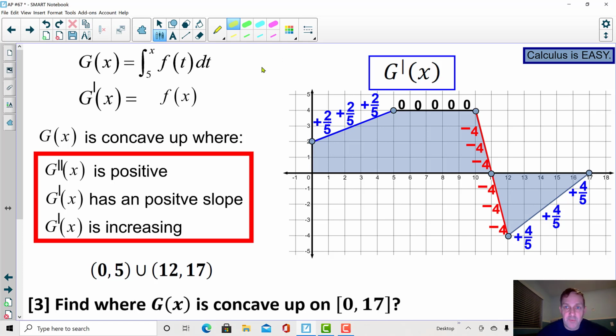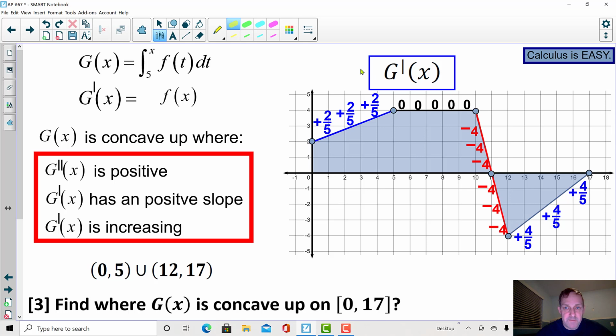Now, if I have a graph of g prime of x, how can I find g double prime? Because that's what this question's asking. It wants us to find where g of x is concave up, going from 0 to 17. So I'm trying to find out about g. I want to know where g is concave up. So I need to know the second derivative of g.